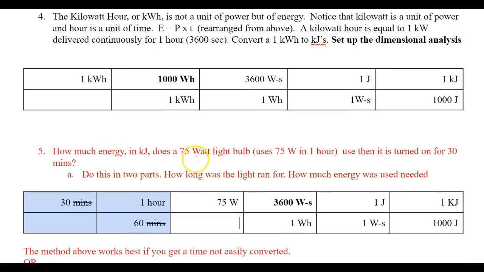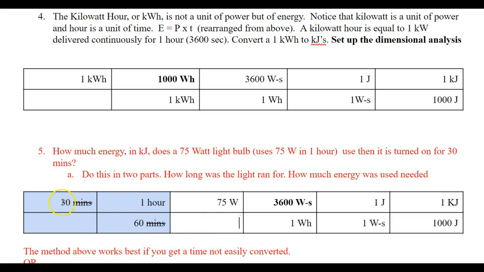So it's asking how much energy does a 75 watt light bulb use? Again, it's using 75 watts in an hour. If it's turned on for 30 minutes, so it's not turned on for an hour anymore. So you need to calculate this in 2 parts. I recommend that you always take care of the time part first. And I know some of you are saying, well, I know that 30 minutes is half of 1 hour. But they're not always going to give you 30 minutes. What happens if they give you 23 minutes? Okay, that is not easily done in your head, and you cannot use a calculator.